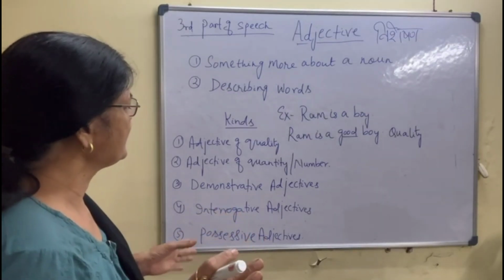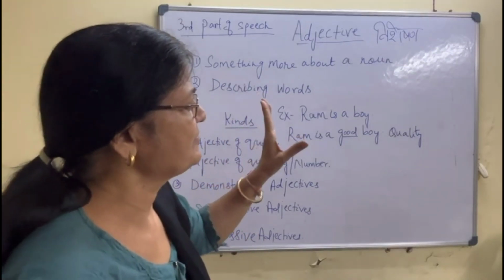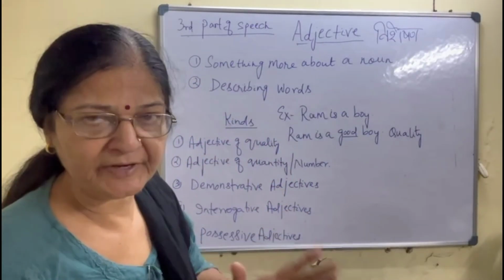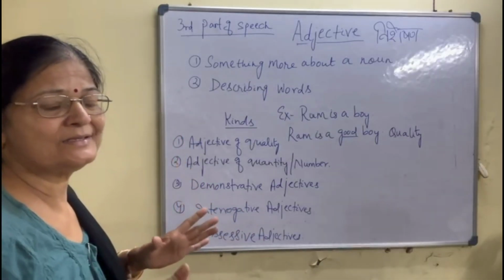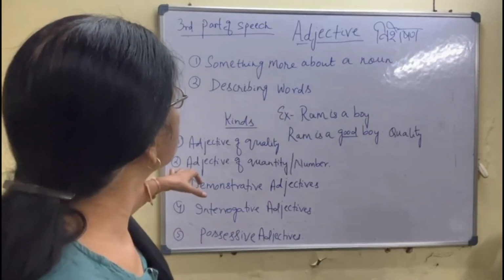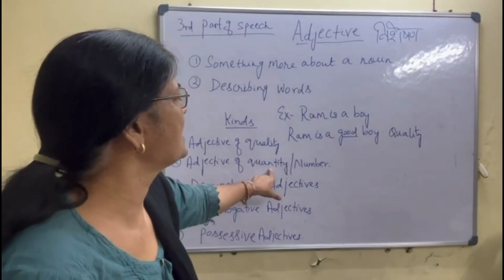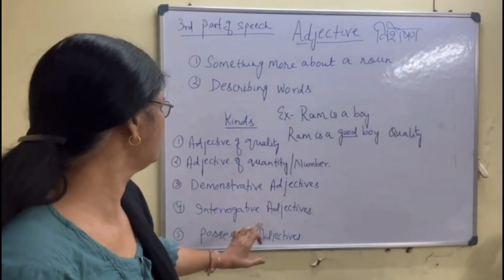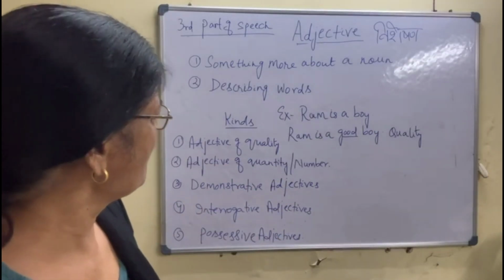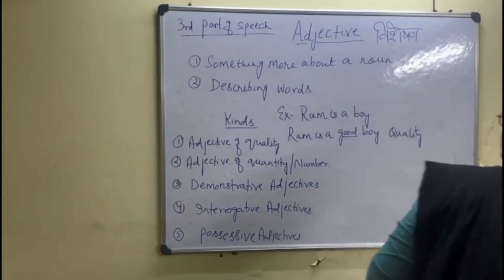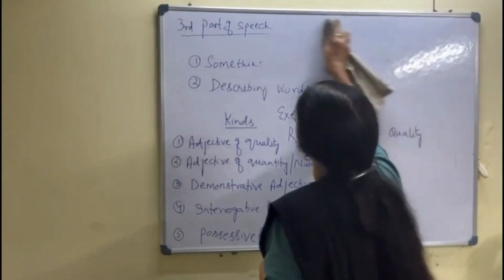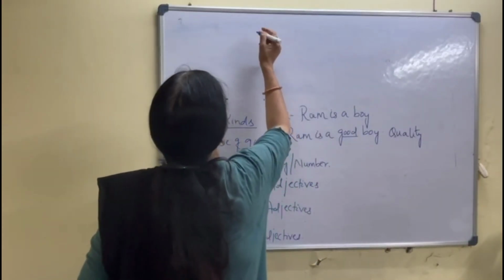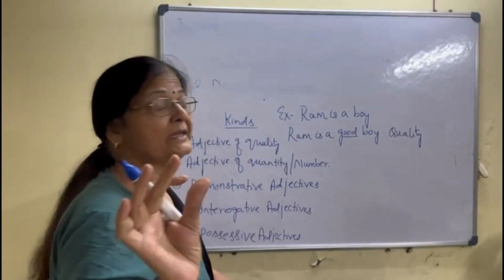In the same way, adjectives are of different kinds, depending upon the way they describe a noun. They are categorized into different categories like adjective of quality, adjective of quantity or number, demonstrative adjectives, interrogative adjectives, and possessive adjectives. What are adjectives of quality? Adjectives of quality are the words that describe the quality of a noun.